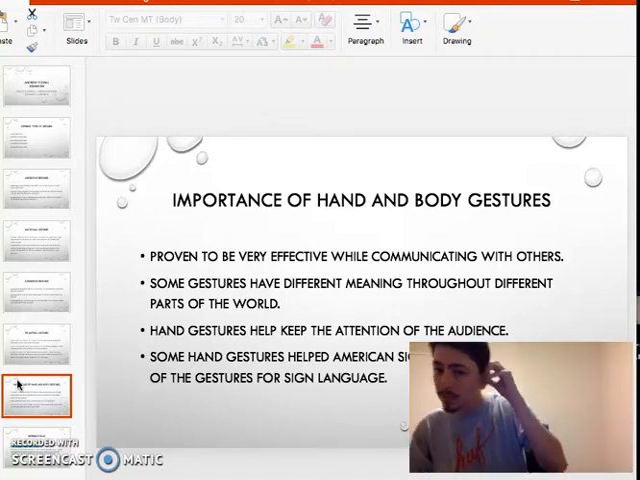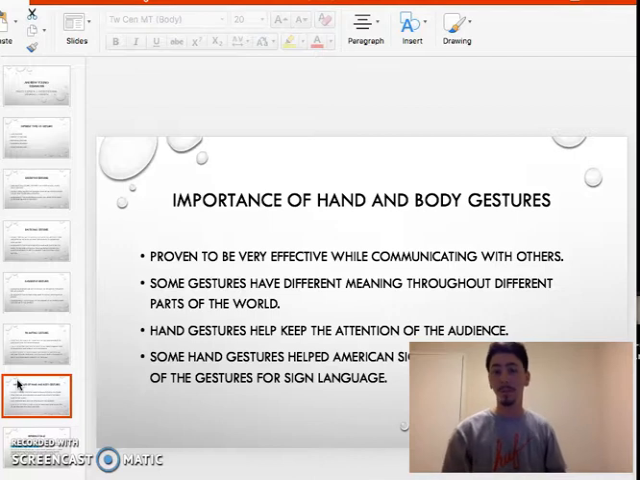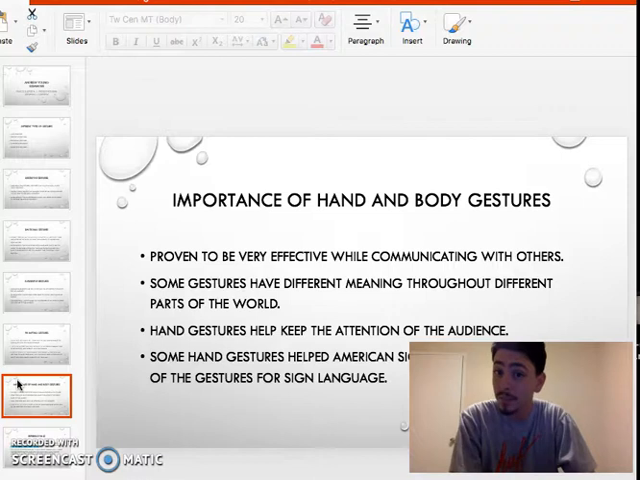Also, some gestures have different meanings throughout the world, so you always have to be careful. Like, in America, a thumbs up means you're doing good. Other places might not be the same, so just always be a little careful about that.